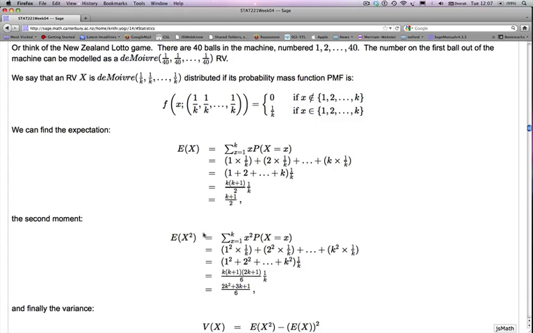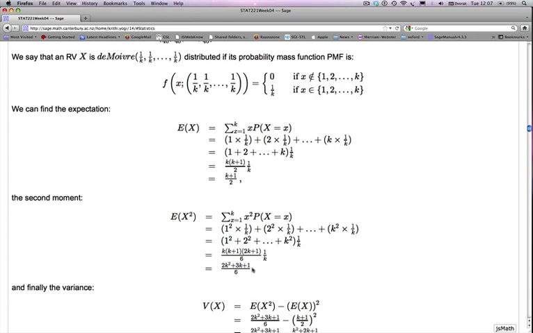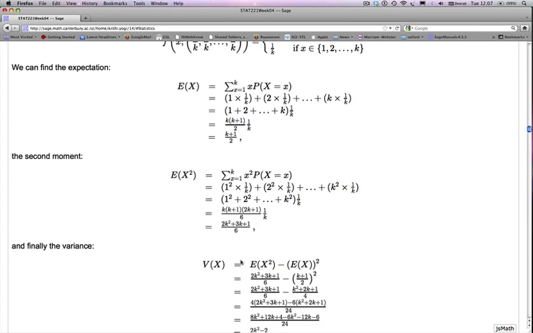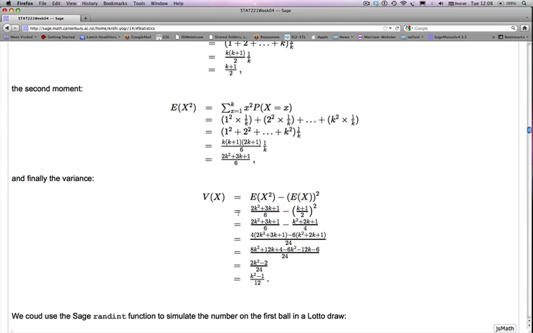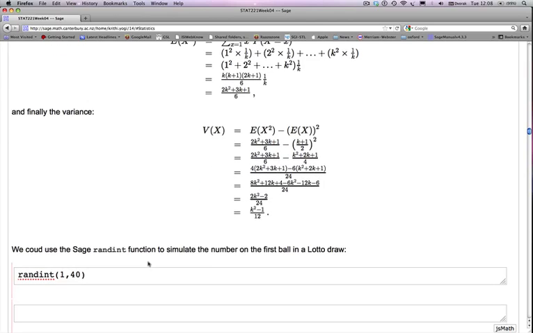The second moment, the expectation of x squared by a similar argument, is 2k squared plus 3k plus 1 over 6. And finally, the variance is k squared minus 1 divided by 12.